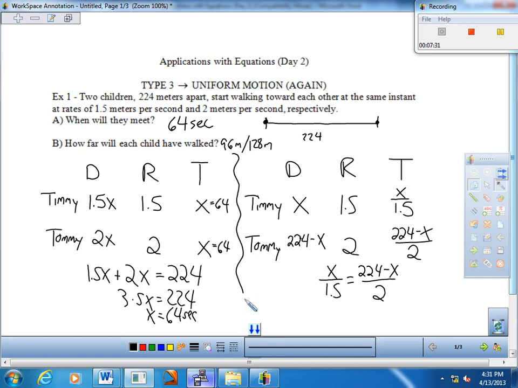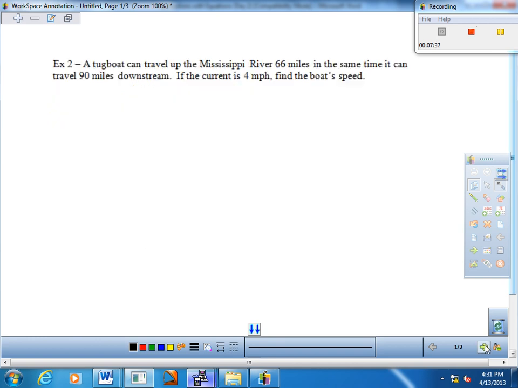Great. Let's go to the next. Example 2. So a tugboat can travel up the Mississippi River 66 miles per hour in the same time it can travel 90 miles downstream. Okay? If the current is 4 miles per hour, find the boat's speed.